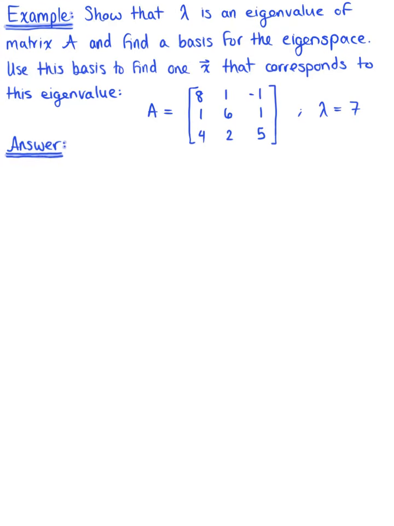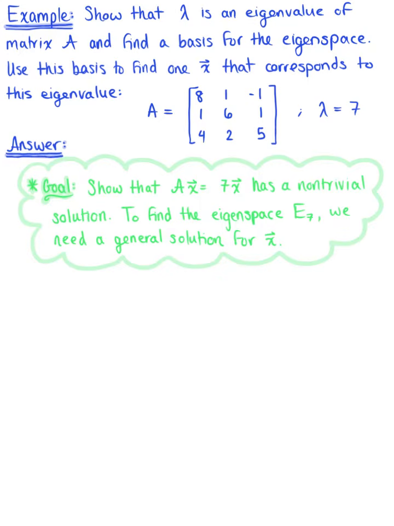So in order to show that lambda equals 7 is an eigenvalue of matrix A, we need to show that the equation matrix A times vector x equals 7 times vector x has a non-trivial solution. Then to find the basis for this eigenspace, we're going to need to row reduce this matrix equation to its row reduced echelon form and find a general solution for x.